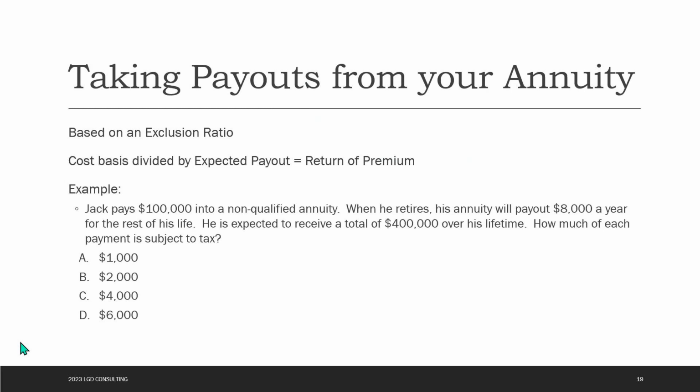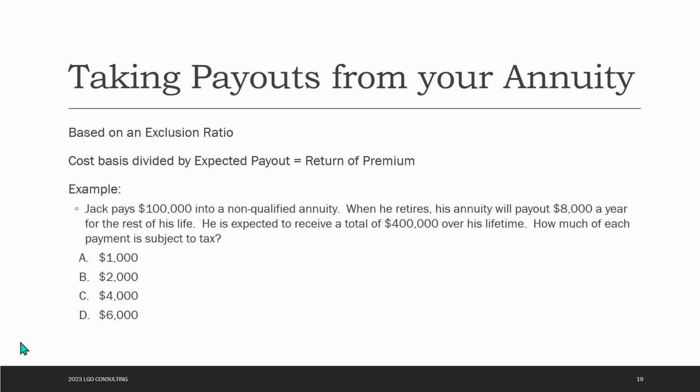So a sample exam question would be like this. Jack pays $100,000 into a non-qualified annuity. When he retires, his annuity will pay out $8,000 a year for the rest of his life. He is expected to receive a total of $400,000 over his lifetime. So how much of each payment is subject to tax?